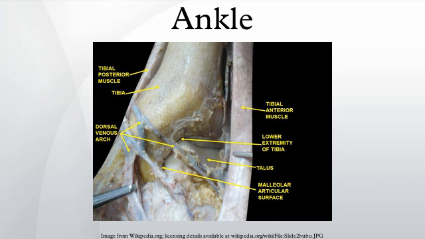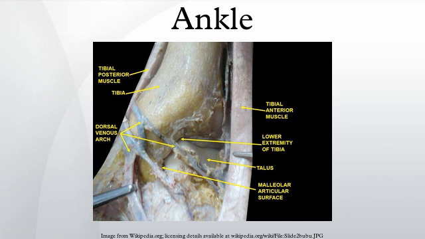The anterior and posterior talofibular ligaments support the lateral side of the joint from the lateral malleolus of the fibula to the dorsal and ventral ends of the talus. The calcaneofibular ligament is attached to the lateral malleolus and to the lateral surface of the calcaneus.